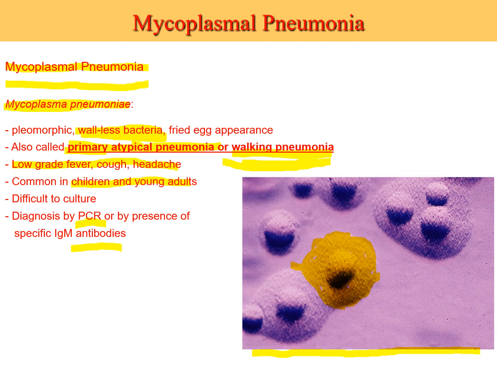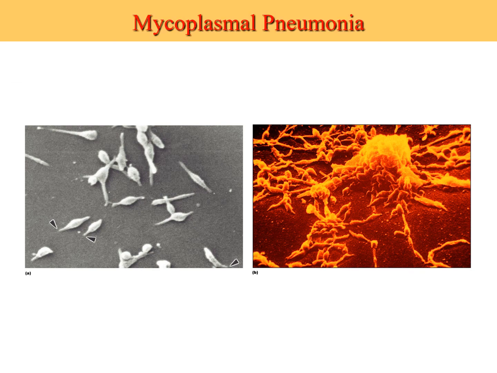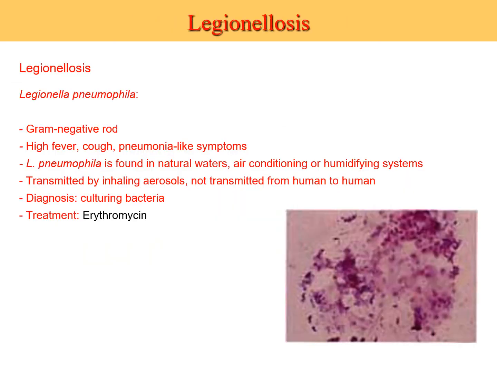Okay, so that was streptococcal pneumonia and mycoplasmal pneumonia. And here you see mycoplasma. Let's move on. Here we have Legionellosis. Legionellosis is caused by the organism Legionella pneumophila, not pneumophilia, pneumophila. It causes quite a severe pneumonia, high fever and cough.